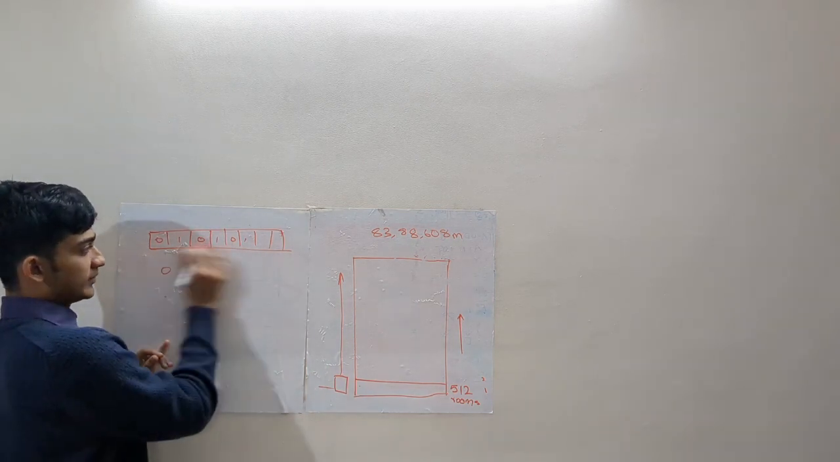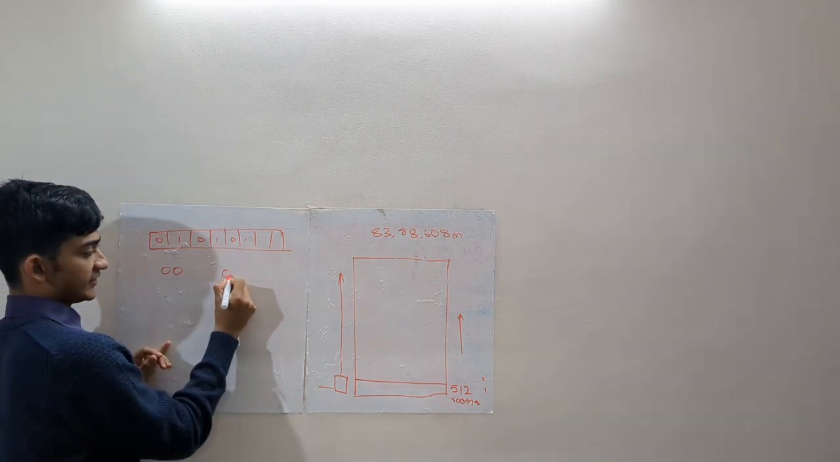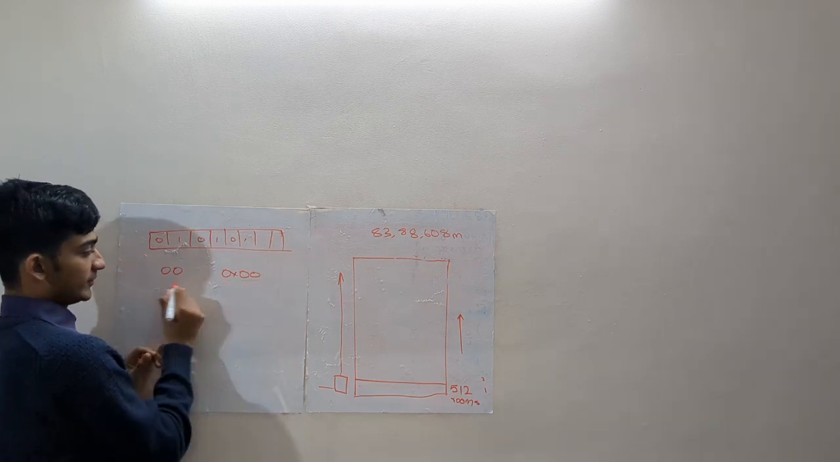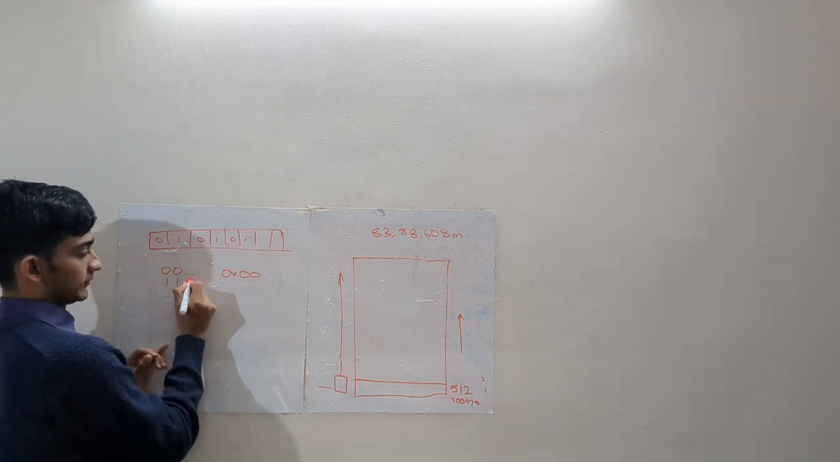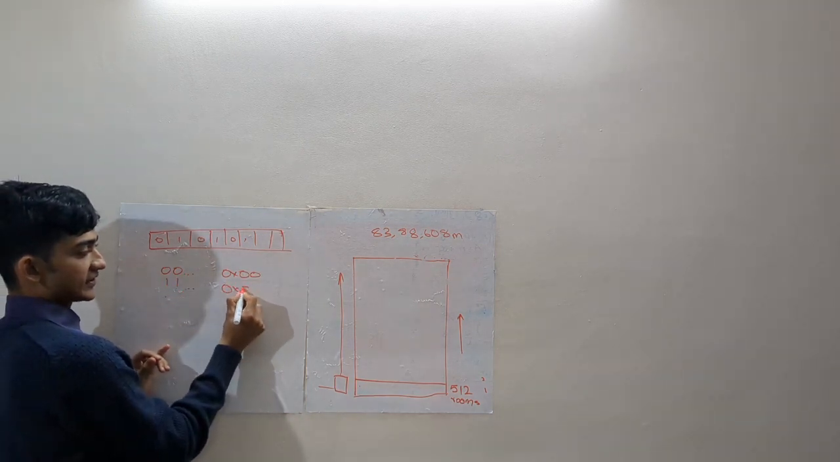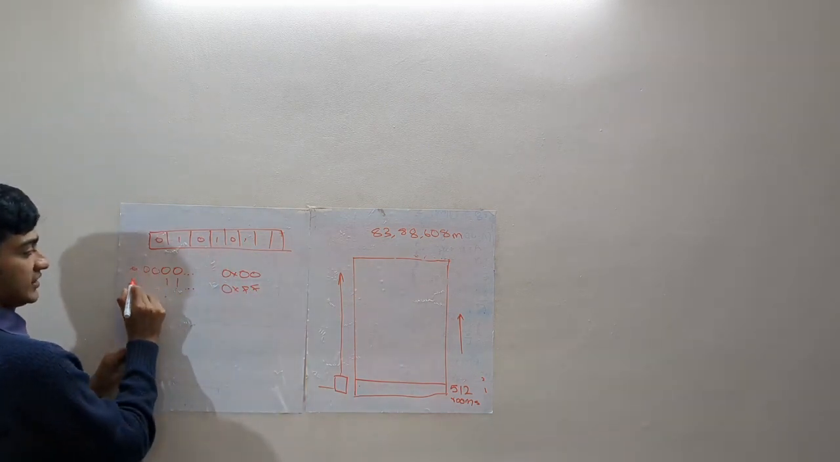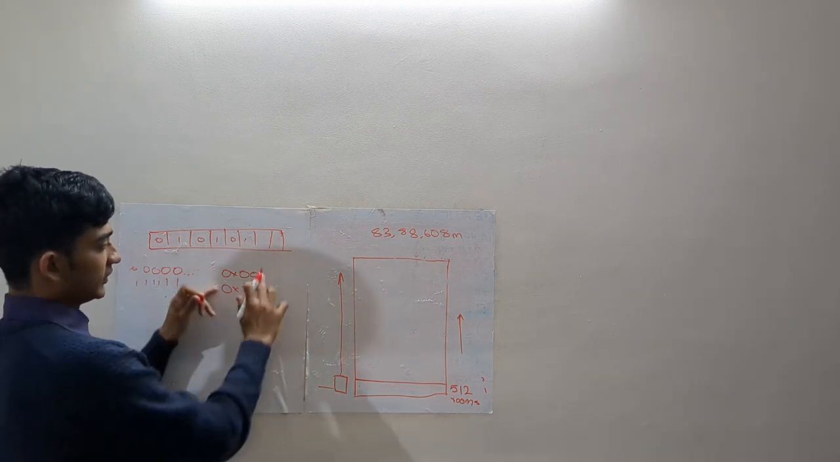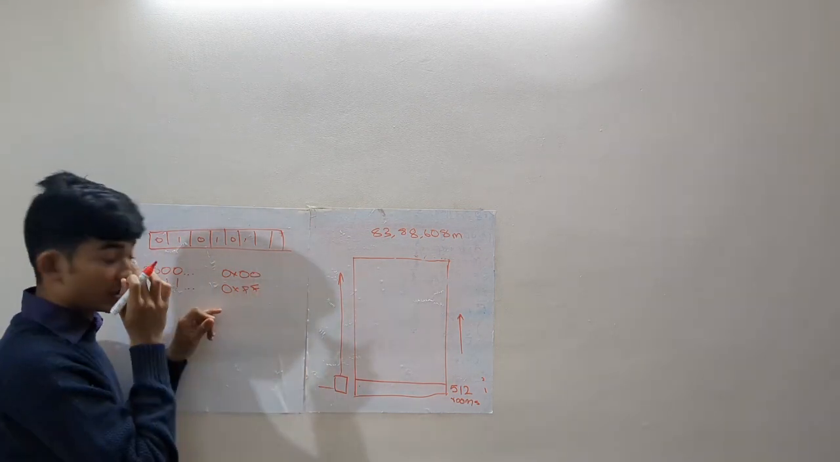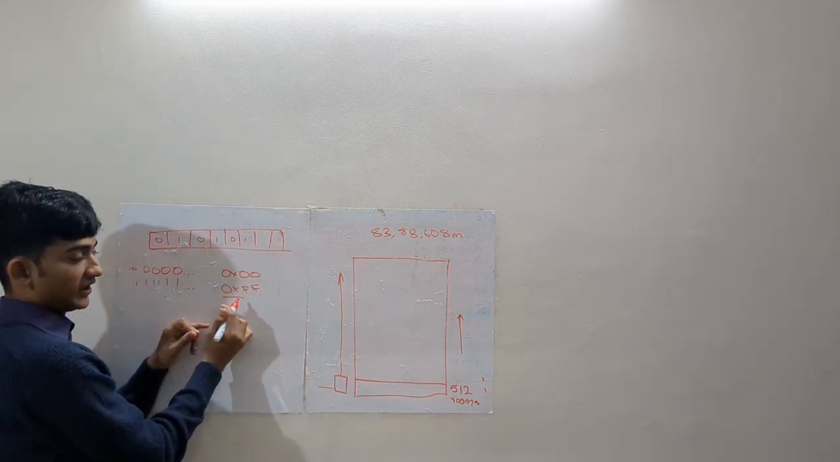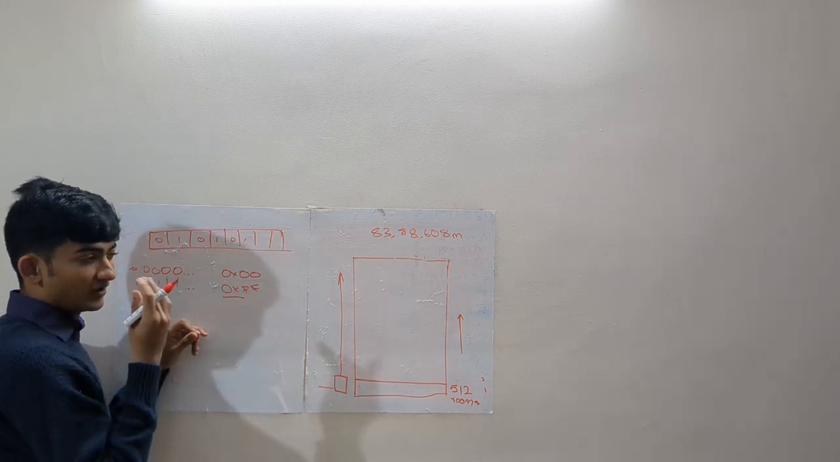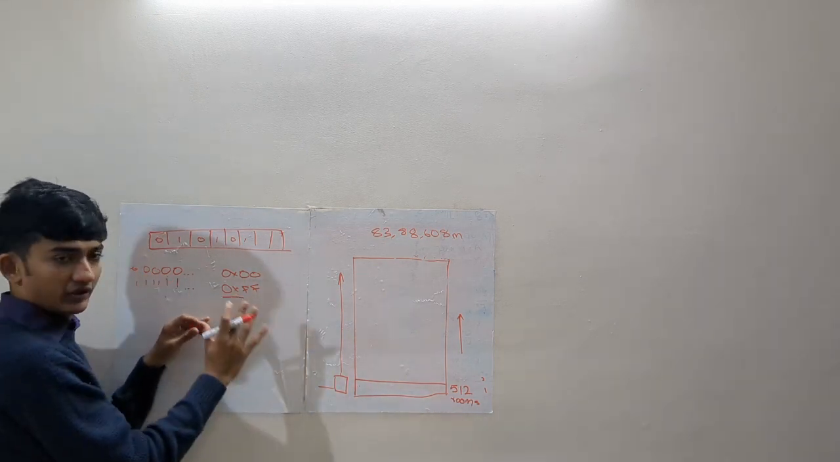So if all the bits are 0, we say 0x00. If all the bits are 1, then we say 0xff. This 0x is just a way to identify that we are talking about hexadecimal.